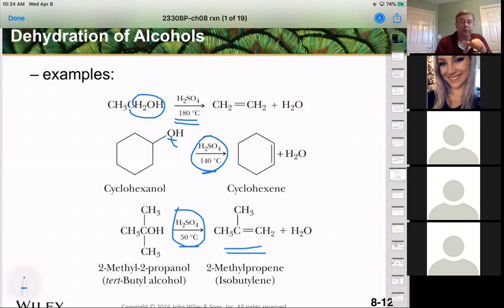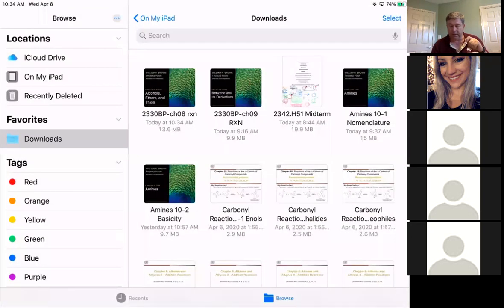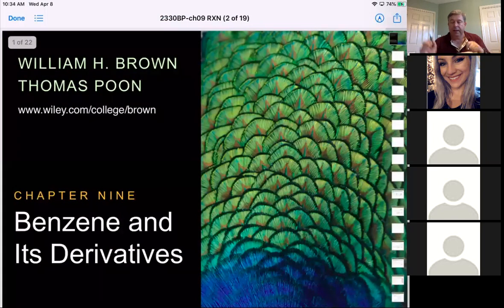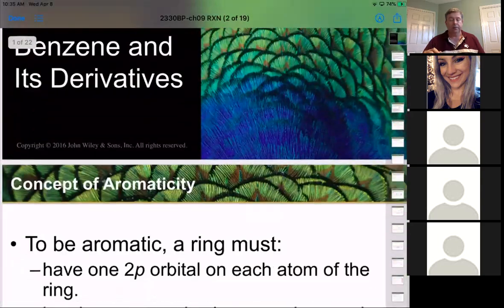All right, I'm going to move over to benzenes then. Okay, now in the benzene system, I'm assuming you're going to go ahead and look at the nomenclature, so I wanted to look at the reactions themselves.